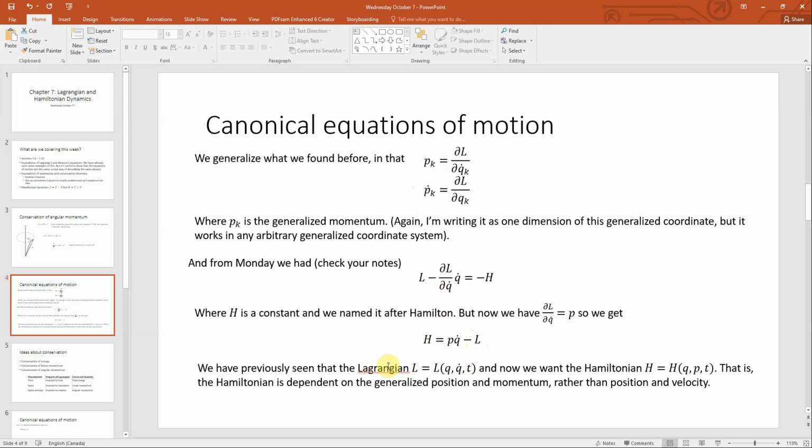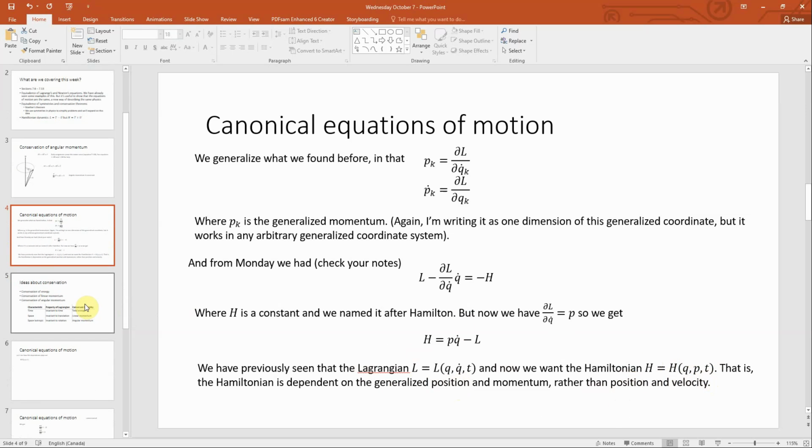So we've seen that the Lagrangian is dependent on position, velocity, and time, although it is, in this case, explicitly time independent. But now we'll see that the Hamiltonian is dependent on the position, the momentum, and time. We want it to be dependent on the generalized position and the generalized momentum, rather than the generalized position and generalized velocity. It's not a big difference, but we'll find that you get some nice symmetries out of it.